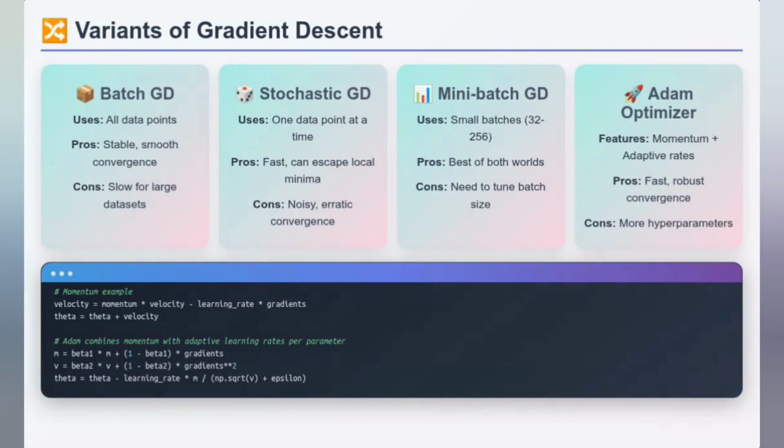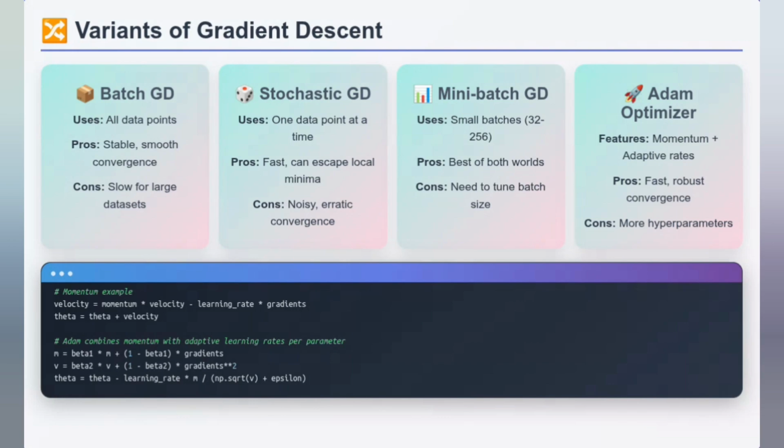Standard gradient descent has some limitations, so researchers have developed several improved variants. Let me show you the most important ones. First, we have different batch sizes. Batch gradient descent uses all data points, slow but stable. Stochastic gradient descent uses one data point at a time, fast but noisy. Mini batch gradient descent uses small batches, best of both worlds.